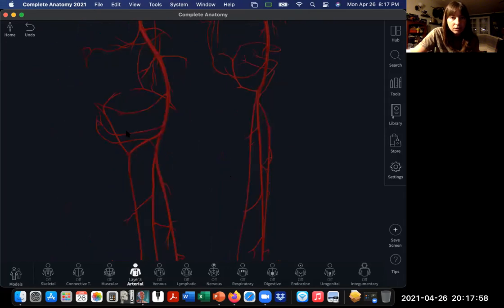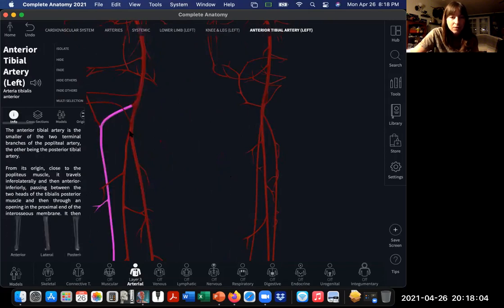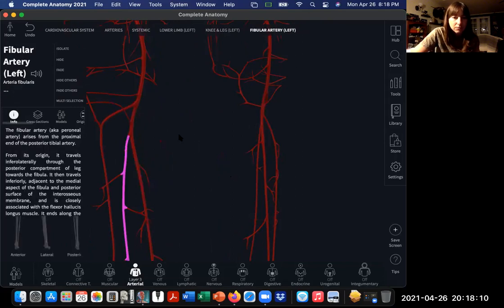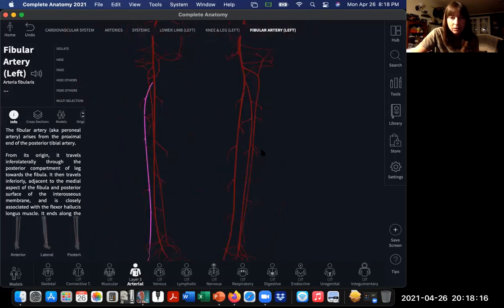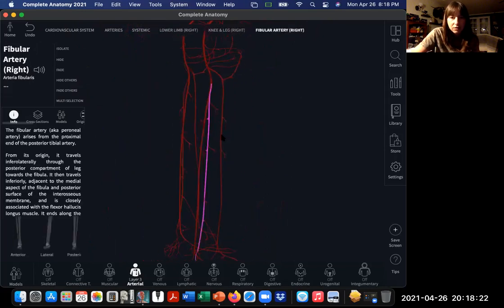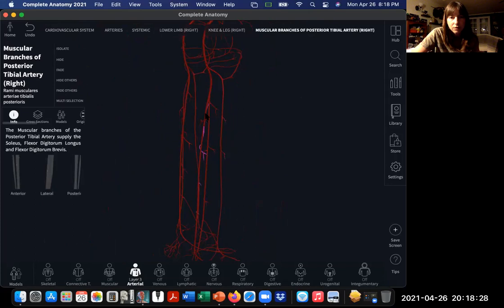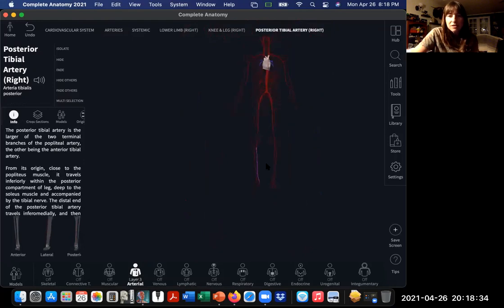Here's the popliteal. Here's the anterior tibial. Here's the posterior tibial. And here's the branch that goes off to become the fibular. Okay. See how it's on the outside of the leg. Okay. That's on the outside. This is anterior tibial. This is posterior tibial. Oops. This is posterior tibial. Okay. Cool, right? So let's zip through the veins now and see how they line up.